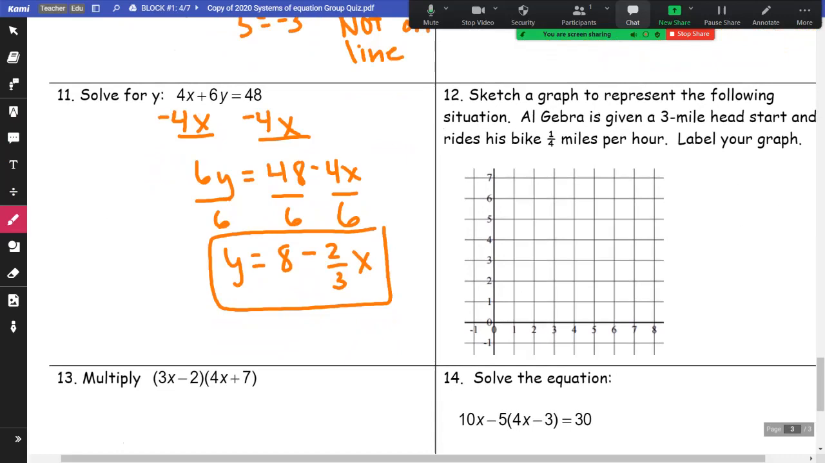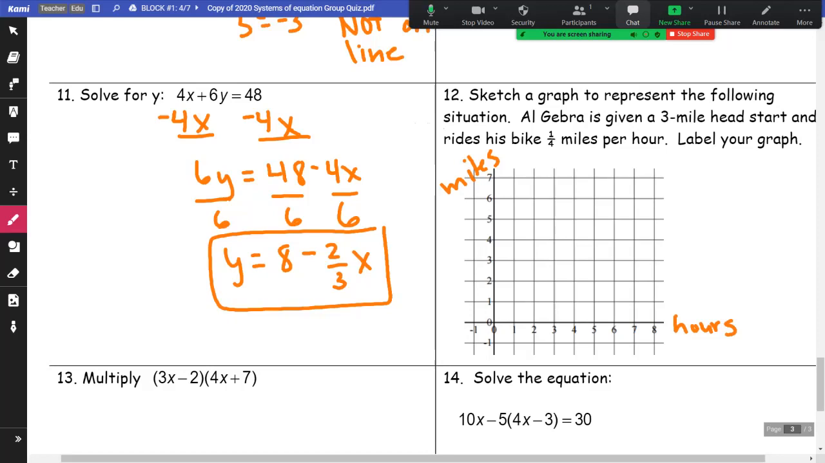Sketch a graph to represent the following situation. Algebra is given a 3-mile head start and rides bike 1/4 miles per hour. Okay, so this is going to be hours on the x. This is going to be miles. Okay, 1/4 miles per hour. So it's basically 1 mile every 4 hours is what that 1/4 is.